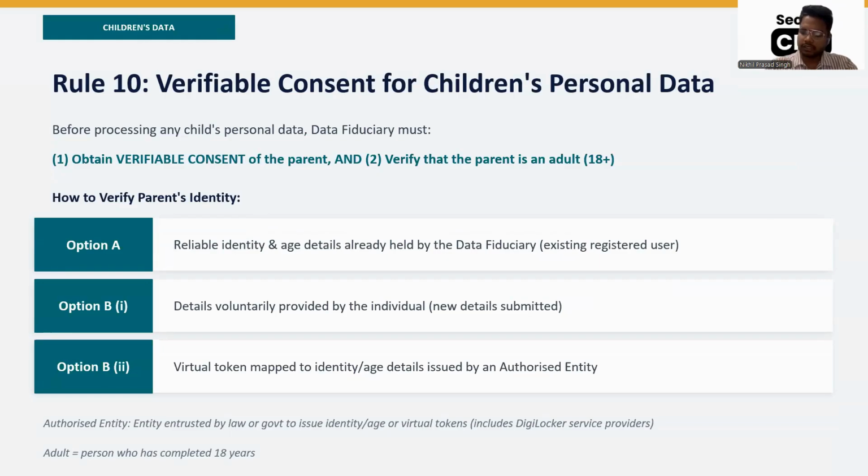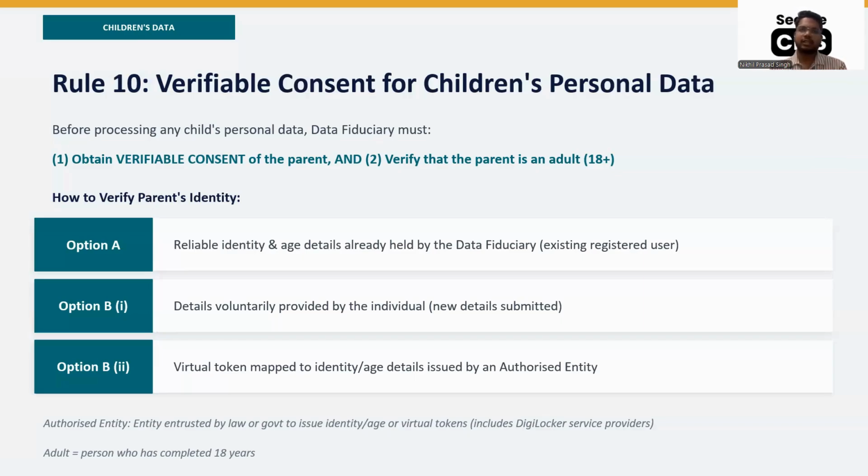Then there is verifiable consent for children's personal data. Now this is a very, very important thing. How are you verifying consent for a child? Nobody can know who is behind the screen. Your company cannot know who is behind the screen. Even a 12-year-old, 14-year-old or 15-year-old can act on behalf of their parent and give that parent's consent. This is a very complex thing, and as a consent manager, or as a technology specialist in this domain, people will have to navigate this complexity. You'll have to obtain verifiable consent of the parent and verify the parent is an adult, 18 plus. So these are two important obligations you'll have to follow if you're taking a child's consent.